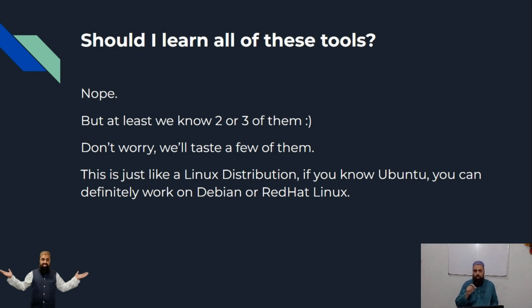If you know one or two CI/CD tools, you will be able to work on the rest of the 10 or 20 CI/CD tools. So make sure that you at least know two or three of these CI/CD tools. And don't worry, we will taste a few of them. Just like in the Linux distribution example, if you know Ubuntu, you can definitely work on Debian or Red Hat Linux. So if you know Jenkins and GitHub Actions, you would be able to write CI/CD pipelines on GitLab CI/CD, CircleCI, or Bitbucket Pipelines.